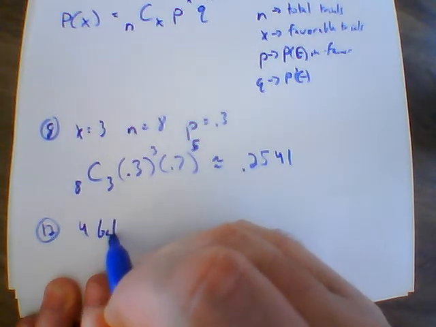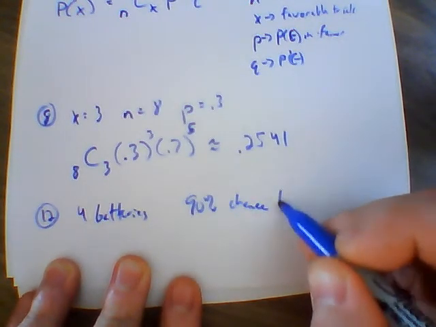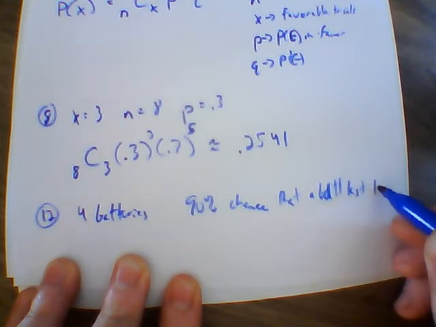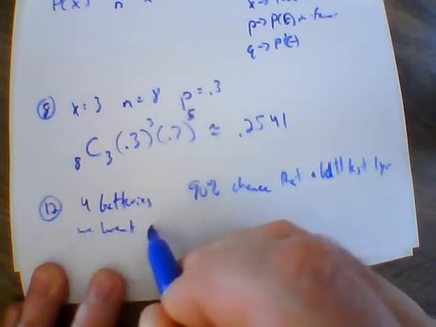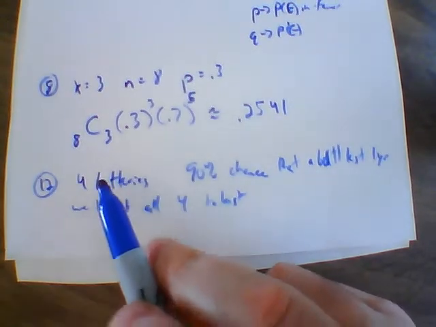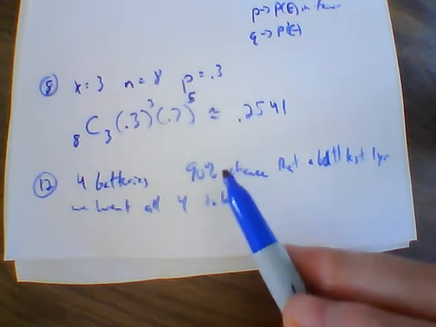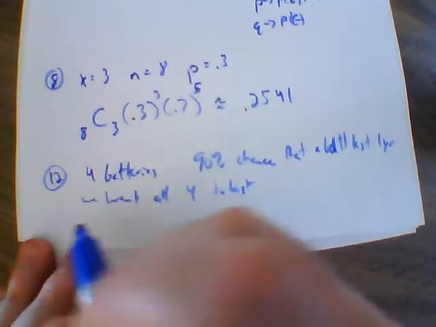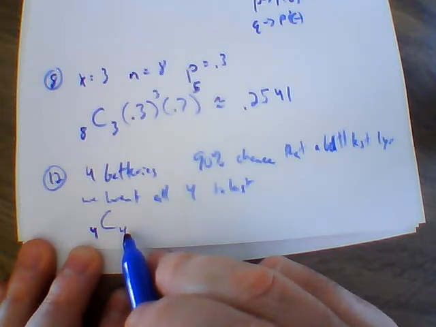So we have 4 batteries, a 90% chance that a battery lasts for 1 year, and we want all 4 to last. So once again, either they're going to last or they're not going to last. They're either going to keep going or they're going to die, those batteries. One or the other. So considering that we have 4 batteries, we want all 4 to last.